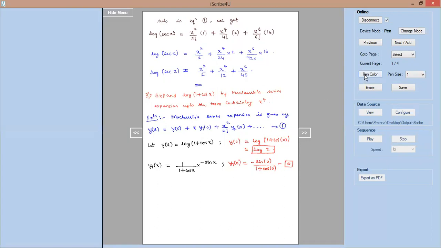Now, there are two ways of proceeding with the problem. One is doing direct differentiation of y1 to obtain y2. You have to apply the quotient rule. Or we can also cross multiply 1 plus cos x to the left hand side, and then we can proceed applying the product rule to find out the successive derivatives. Now, instead of these two, I'll follow a new method.